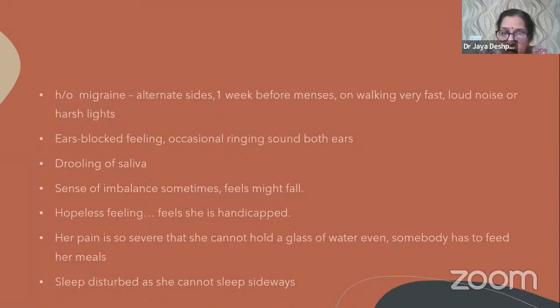She had a hopeless feeling, because she had been to many doctors and nobody was able to diagnose her, and she was not getting better any which way. There came a point when the pain was so severe that she could not even lift a glass of water. There was a time when somebody had to feed her, because she could not even hold a spoon by herself. Her sleep was disturbed because she could not sleep on either side. Sideways sleep was impossible for her. So this was the case in short.